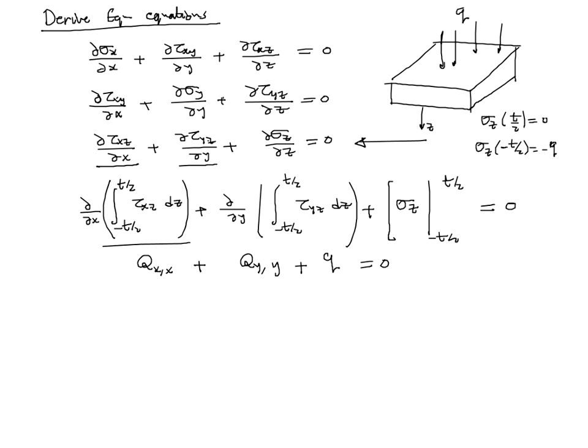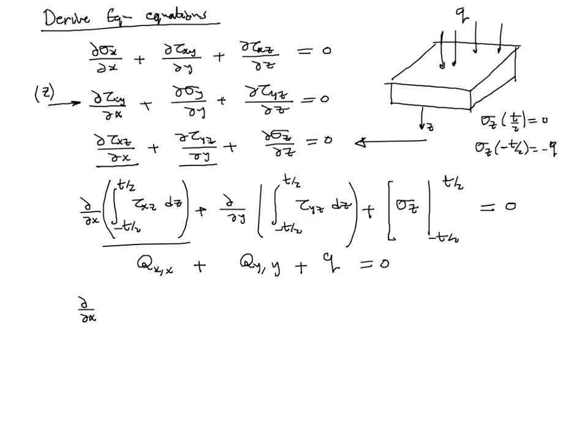The moment equations are easily obtained if we remember that if you want moment around x, then this comes from Fy times z, and if you want moment around y, it will come from Fx times z. So what we're going to do is, for example, if we multiply this equation here by z, and then integrate from minus t over 2 to t over 2, and again we can exchange differentiation with respect to x and y.